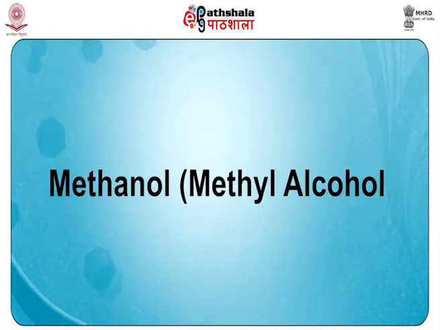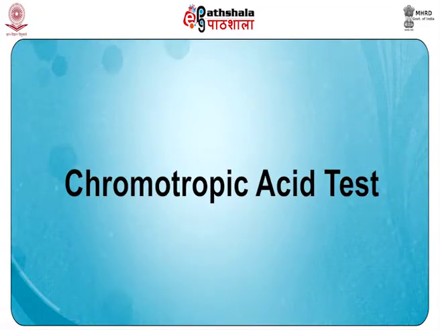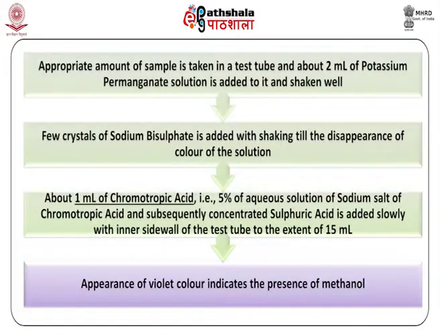Next are the tests for methanol or methyl alcohol. For the detection of methanol, various tests are to be carried out. Starting with the first, we have the chromotropic acid test. An appropriate amount of sample is taken in a test tube and about 2 milliliters of potassium permanganate solution is added to it and shaken well.